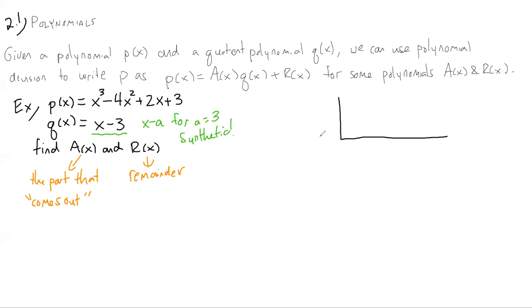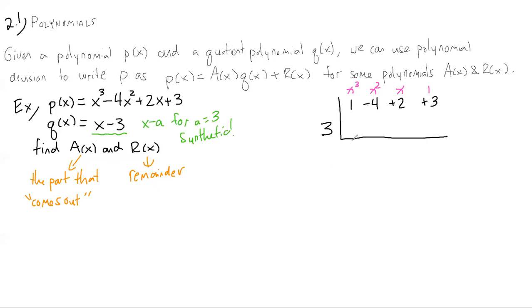So I'm going to put my a on the left, my 3, and then I'm going to list my coefficients. Like I say, I always like to write these on the top: x cubed, x squared, x, and the constant. So I've got 1x cubed minus 4x squared plus 2x plus 3. I didn't need the pluses, but I was just in the zone.